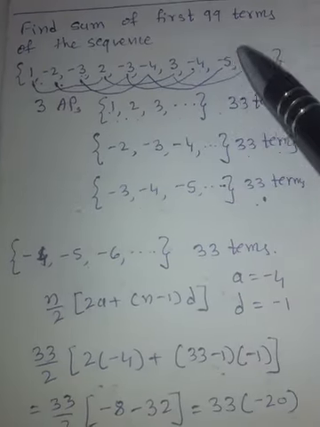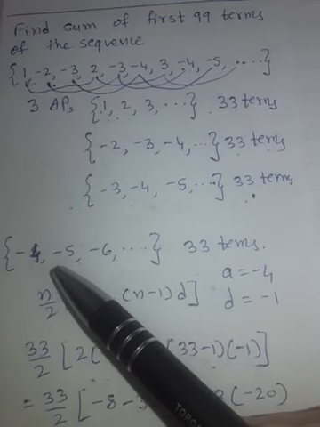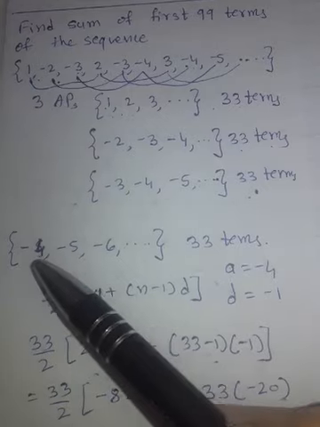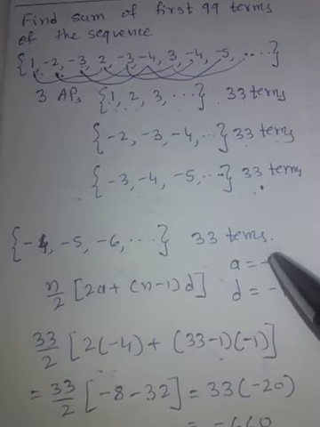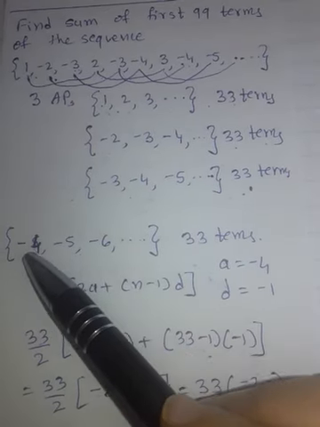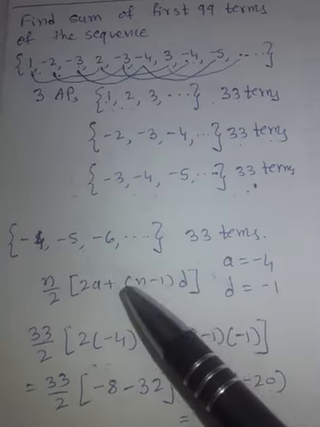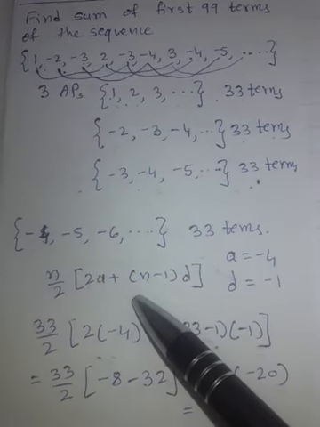3 का कितना set बैठेगा 99 में? 33 sets, isn't it? So we will have 33 terms. -4, -5, -6. So A is -4. D is -1, next term minus previous term. So it is -1. And n is 33. So put everything in the sum formula.